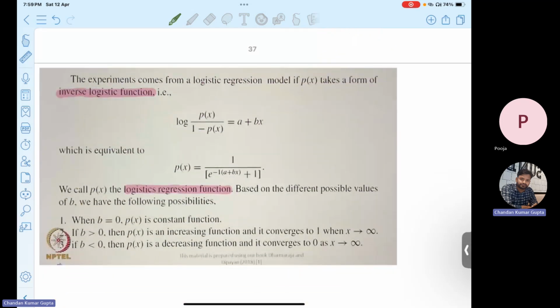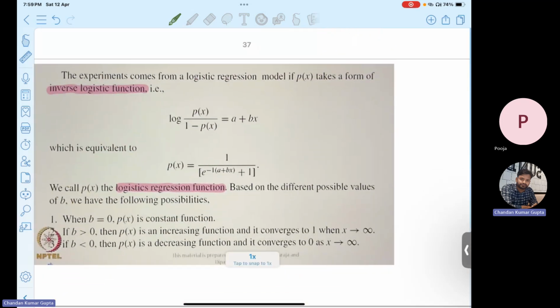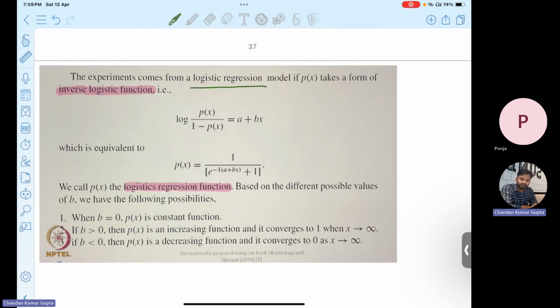Now we are discussing logistic regression. We have taken one form of the logistic function, so the inverse logistic function is of this form. The log of p of x upon 1 minus p of x, the log of odds, is equal to a plus bx, which is the simple linear regression equation a plus bx. Or we can say, transferring those values, this is p of x. This is nothing but logistic regression. It is the logistic functional form, so it is a logistic regression.